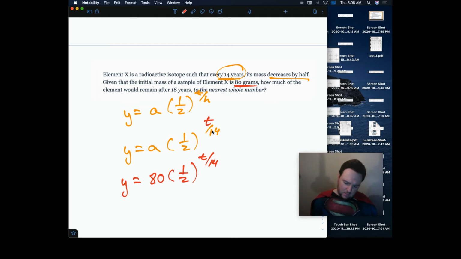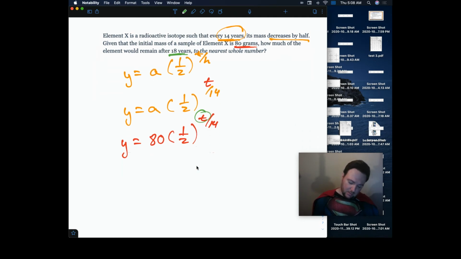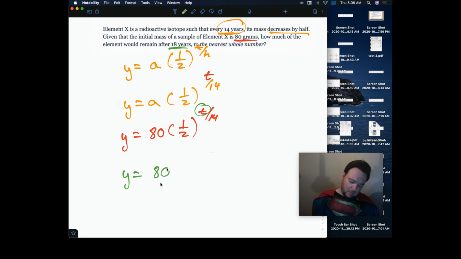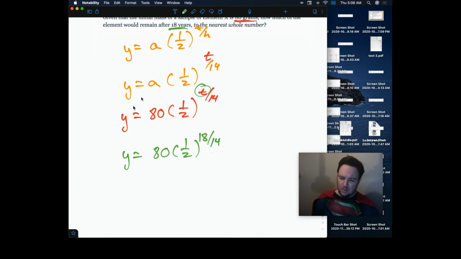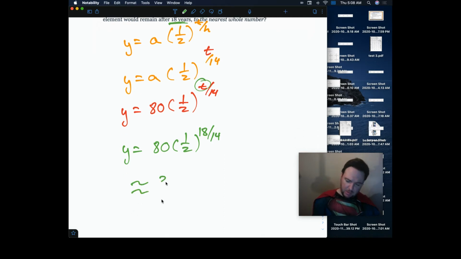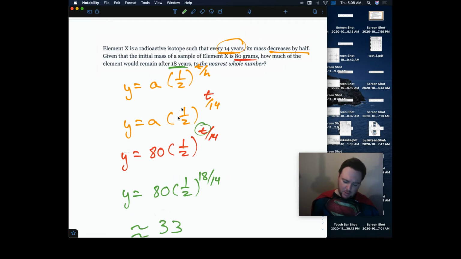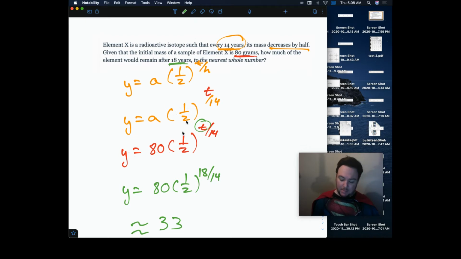They're saying how much of the mass will remain after 18 years. So that's going to be t. So this is y equals 80 times 1/2 to the 18 over 14. And there you have it. So it's just familiarizing yourself with the equations that you have to use. And so the answer is approximately 33. It says round to the nearest whole. They're getting 32.813, but that rounds to about 33. Okay, so realizing what equation you're going to substitute in, substituting correctly, boom, not that bad. Let's do the next one.